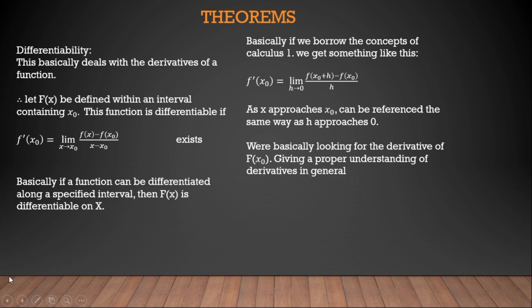So if you are asked in the exam by a lecturer to define differentiability, this guy here is your definition or your theorem. This is just basically something that I want you to understand. Okay, so as x approaches x naught can be referenced in the same way as h approaches 0. And we're basically looking for the derivative of f at x naught, giving a proper understanding of derivatives in general.